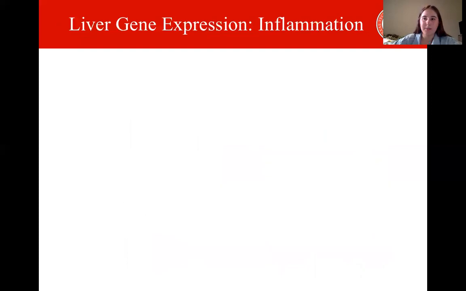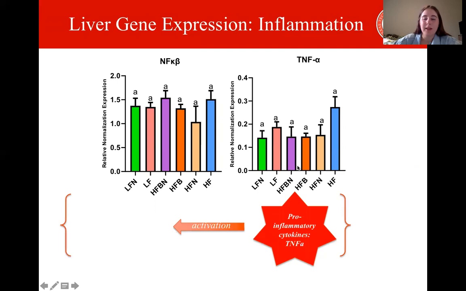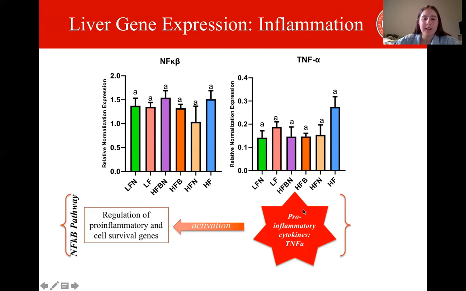Lastly, we analyzed the expression of inflammatory markers to see if this was impacted by pH or beef, as inflammation can influence glucose sensitivity and insulin resistance, as well as triglyceride accumulation. We looked at several genes involved in the NF-kappa B pathway, including NF-kappa B itself and TNF-alpha. The NF-kappa B pathway is triggered by pro-inflammatory cytokines such as TNF-alpha and activates the regulation of pro-inflammatory cytokines and cell survival genes.